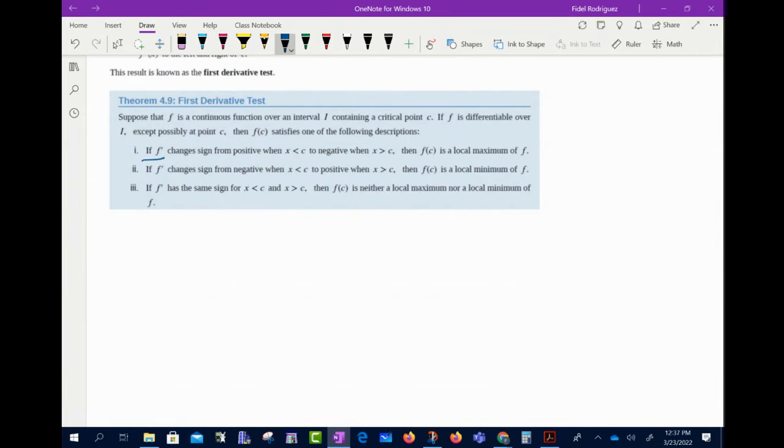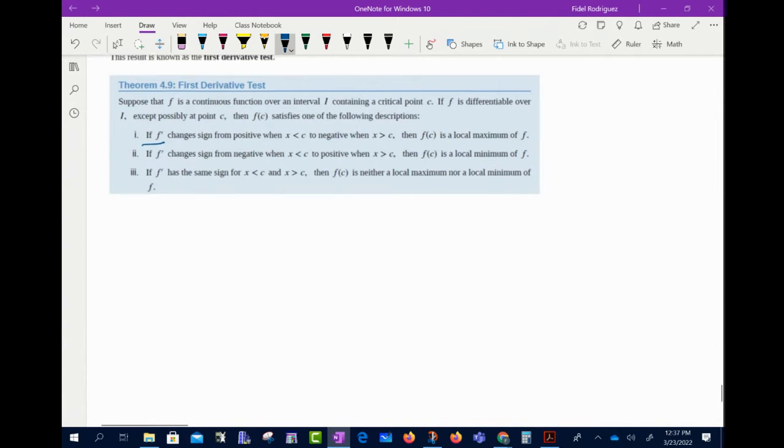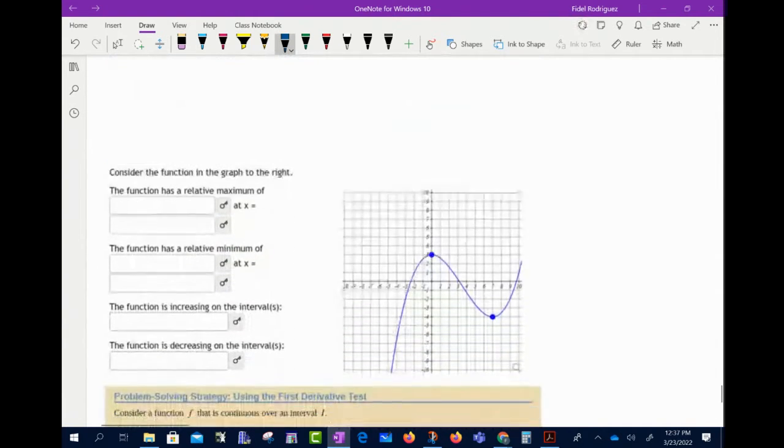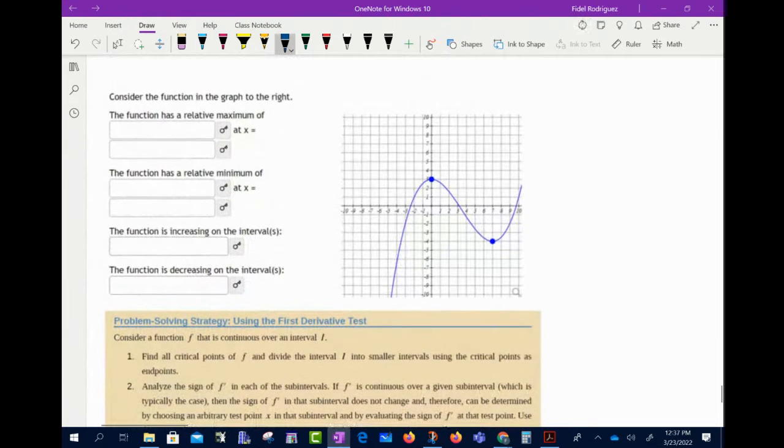If the derivative sign changes from negative when x is smaller than c to positive when x is bigger than c, then we have a local minimum. And if the derivative has the same sign on either side of that value c, then f of c is not going to be a local max or a local min. Okay. And so look, we'll go through a couple of problems here. Here we go. Here's the first problem.